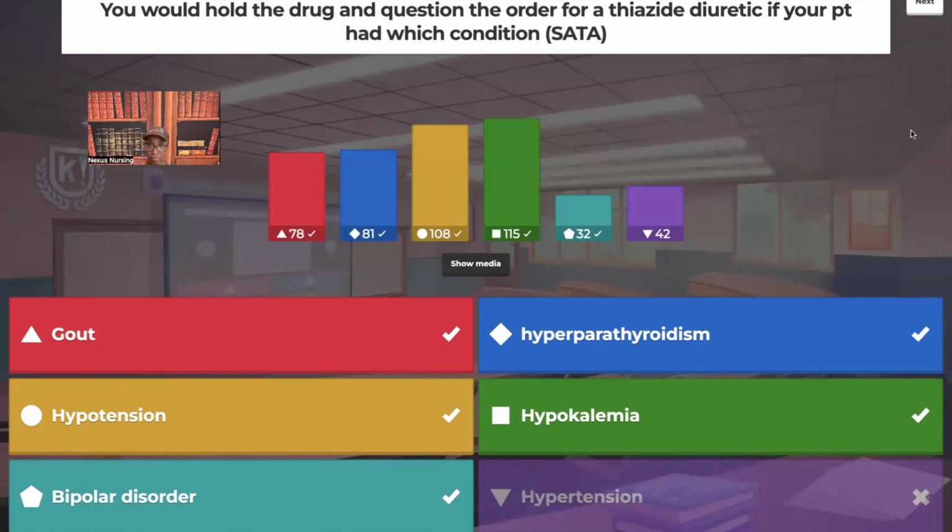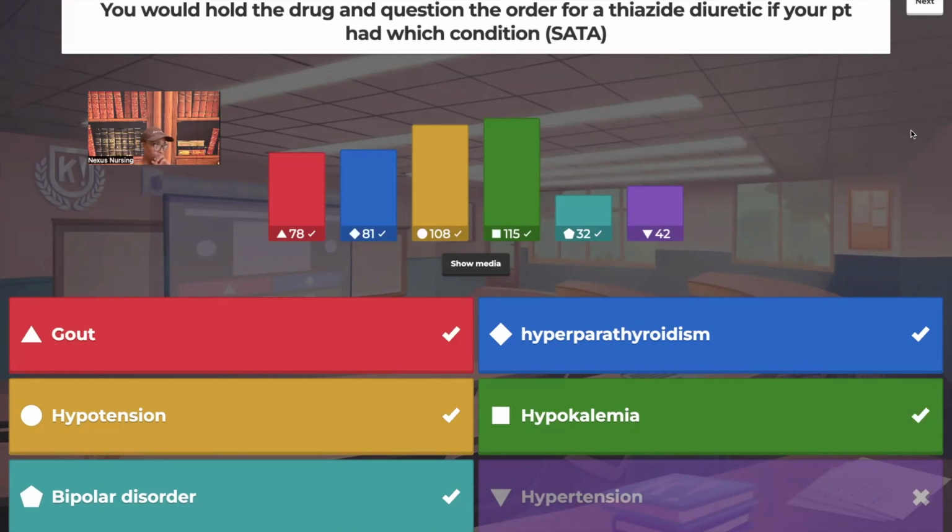This is interesting. Let's talk about it. So yes on gout. As much as we love thiazide diuretics, one of the things it also does is it decreases the excretion of uric acid. What does that mean? That means uric acid can build up. Do you think that's a good idea for someone who already has gout? Absolutely not. That's going to make their condition even worse, right?